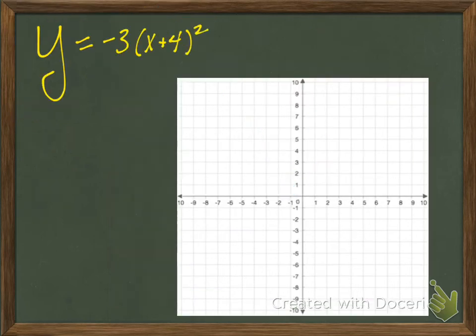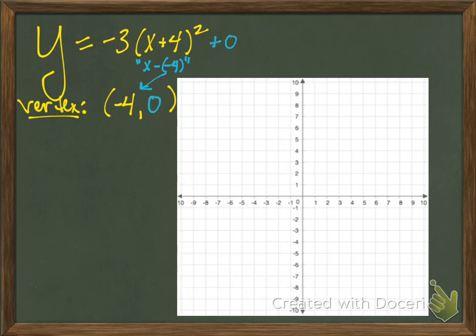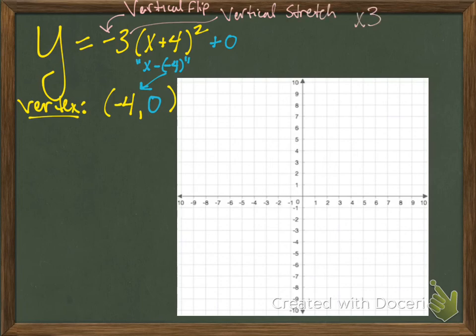Another quick example. All right, so what does this do to it? We have a vertex of negative 4 for the x value, and the y value is what? Well, there's nothing written out here, so it's like a plus 0, the opposite sign of what's on the inside. It did not move up or down, so we got a y value of 0 for the vertex. And then the negative in front of the equation vertically flips it, and the 3 vertically stretches it by 3, so 3 times taller.